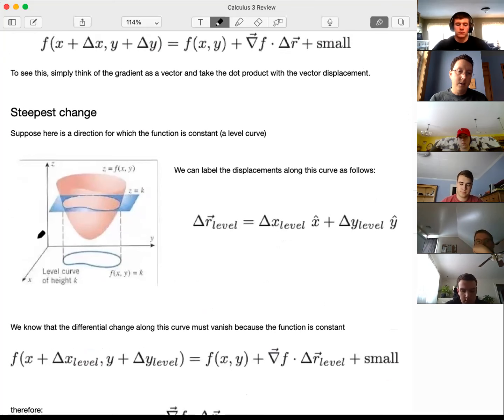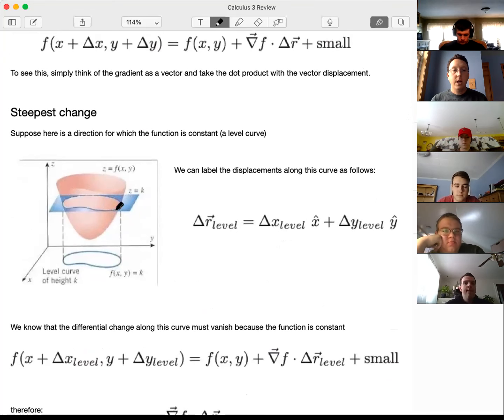Now, let's imagine a special curve or special variation. We want to consider variations which don't change the value of the function. These are called level curves. So you could imagine the pink curve is the actual height for any x and y. And then imagine you were at a point and you were to walk over to here. So that would be some change in x and some change in y.